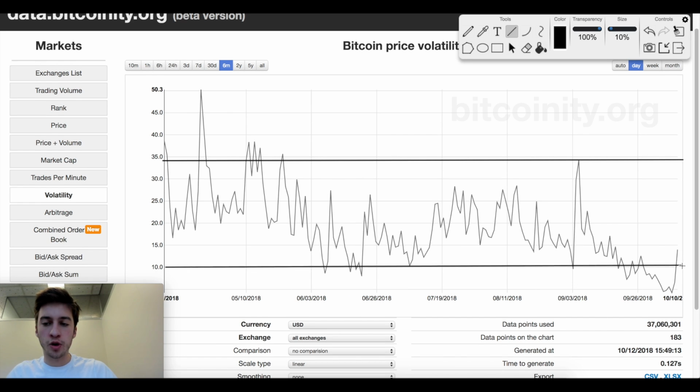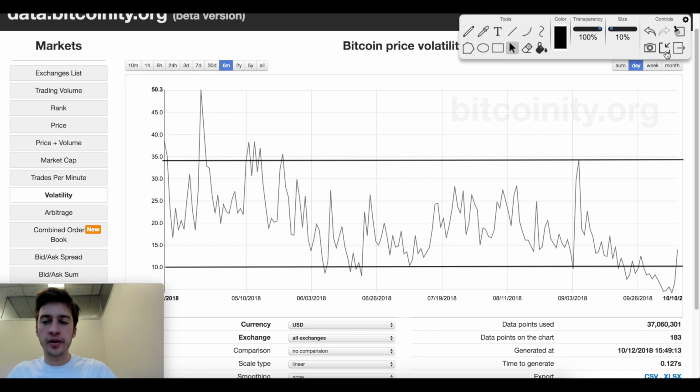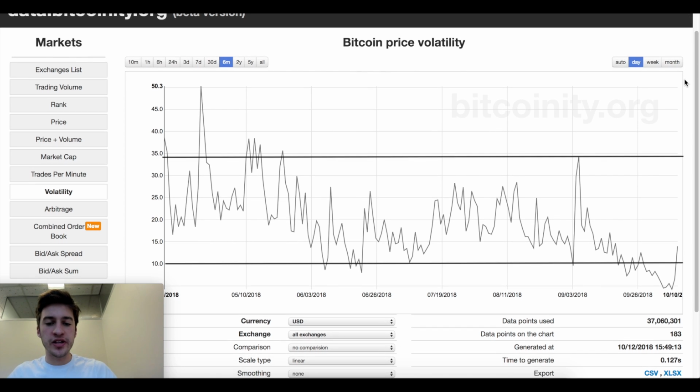And I'm using Chrome Draw, which is an extension in Chrome. So we do that. Let me go back to that and hit that. Yeah, so we do that, and we can see that this is really the norm. This is where the volatility is mostly at. So any lower than that is very low volatility. Any higher than that is likely very high volatility.